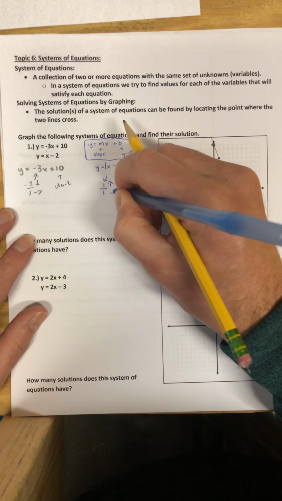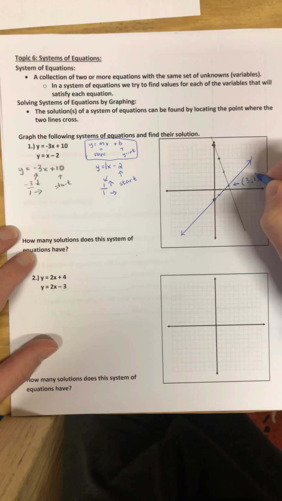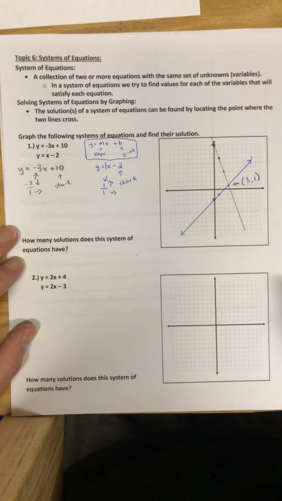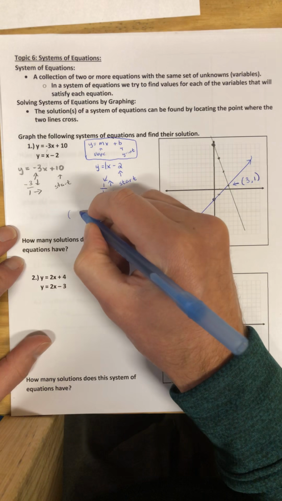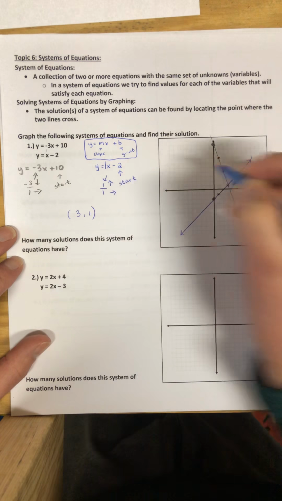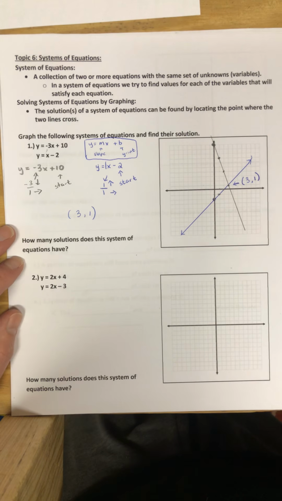Now we're looking for if and where these two lines intersect. You can see that they do intersect right here. The point value, the ordered pair where these intersect, is at 3, 1. So that is our solution. The solution to this system of equations is 3, 1. So how many solutions does this system of equations have? Because these lines only cross at one point, this has one solution.